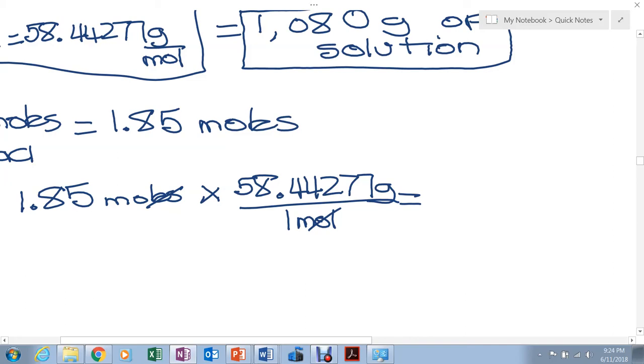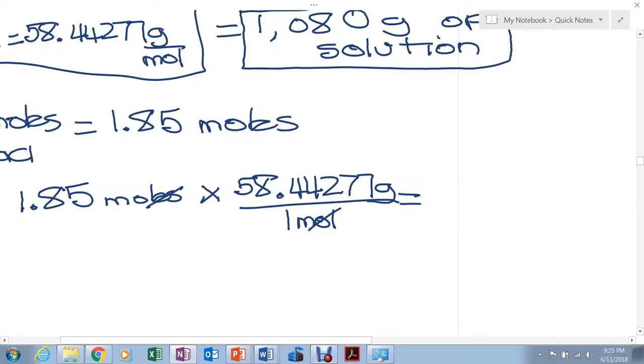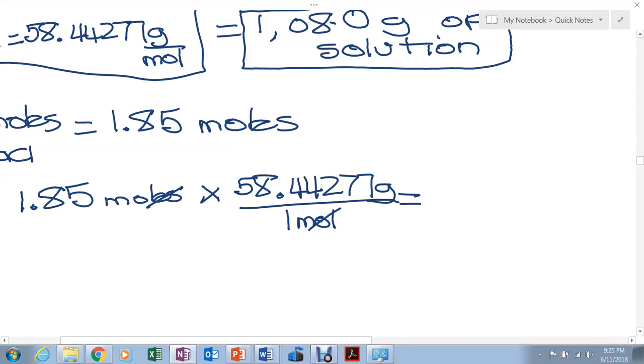Let me double check this for a second. I'm going to pause and let me check this. It gives me the answer, and yes, that's right. So it's going to be 108. It's very similar, like the density is 1.08, and we get 0.119 grams. Now we've got the grams of solute.